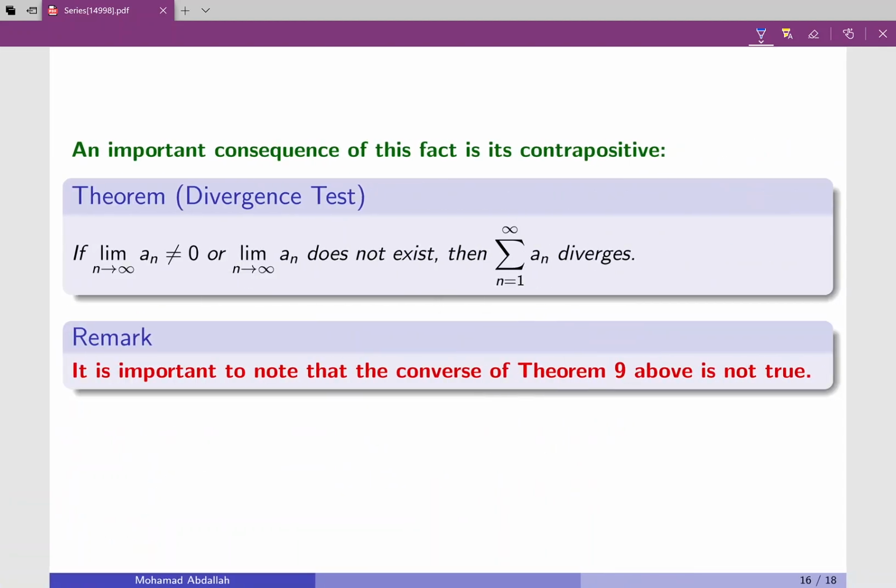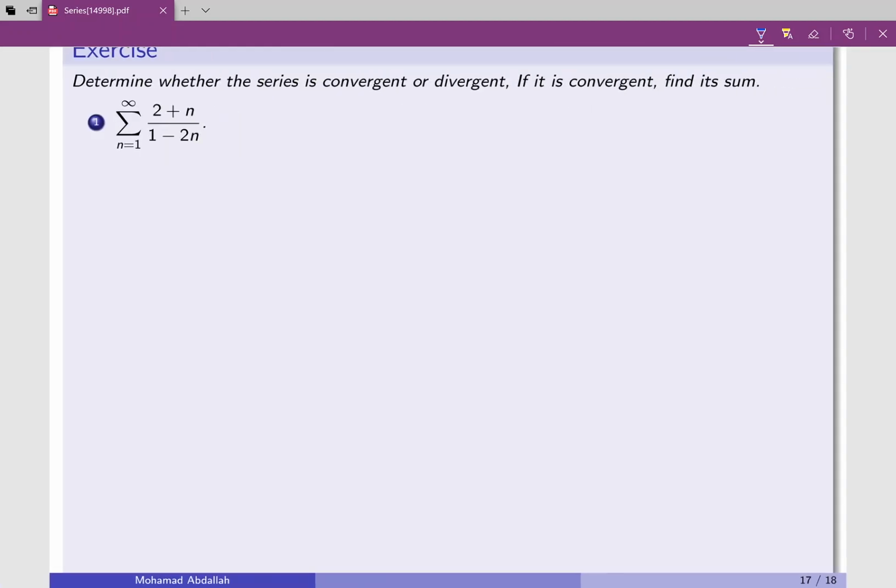So it's important to note that the converse of the theorem above is not true. But here's how this theorem can be useful. Determine whether the series is convergent or divergent. If it's convergent, find its sum. Now look, so far you haven't learned many things. You only know the following: the geometric series, telescoping series, and the divergence test. So let's take a look at this.